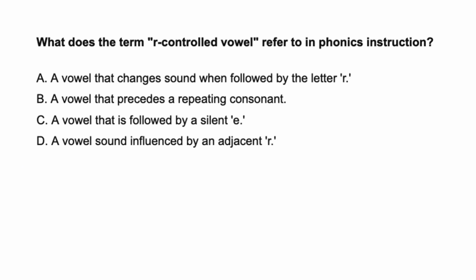Moving on, what does the term R-controlled vowel refer to in phonics instruction? Correct answer? D. An R-controlled vowel refers to a vowel whose sound is influenced by the following R, changing its pronunciation, such as in car or horse.